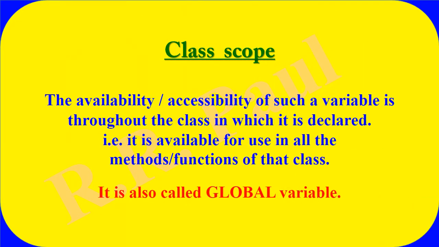When we say that a variable has a class scope, it means that it is declared inside a class but outside all the functions. Means it can be used in any of the functions of that class. It is also termed as a global variable because it is globally available throughout the class.